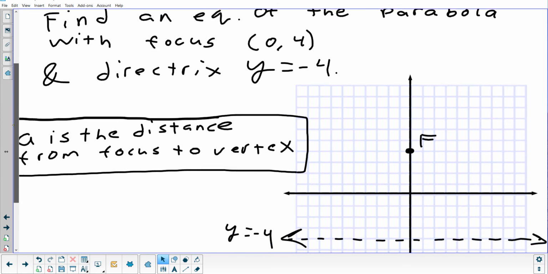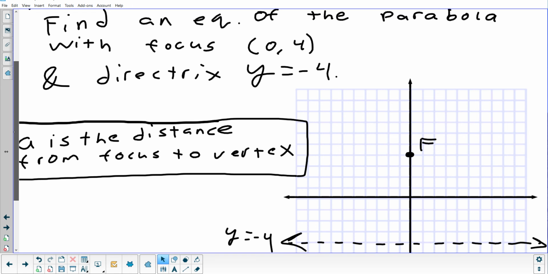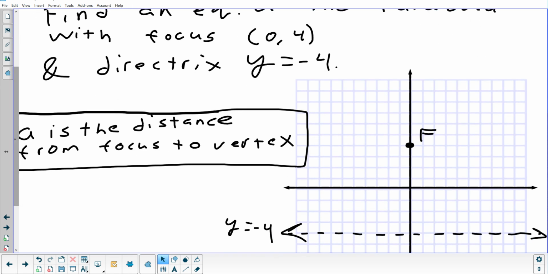So what they didn't tell us this time is the vertex. Well, where is the vertex in relation to the focus and directrix? Yeah? It's in between them. It's always right in between them. And what point is right in between those two? 0, 0. Yeah. This has to be the vertex, 0, 0.